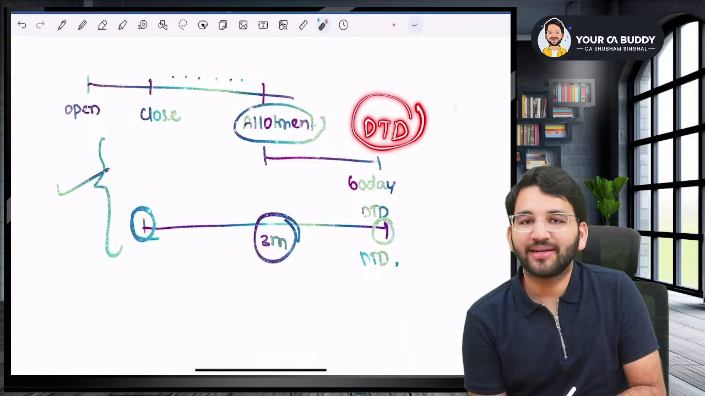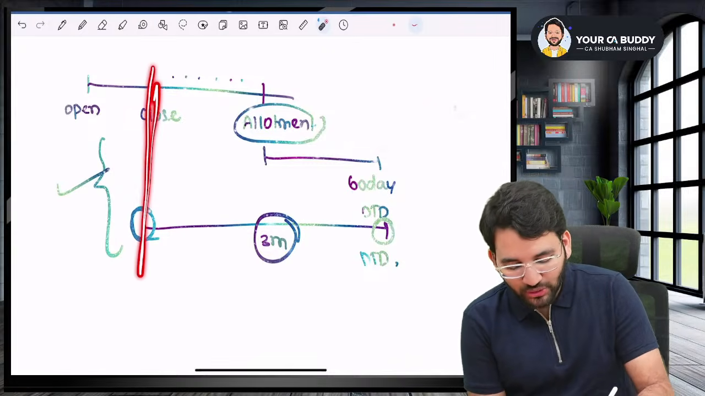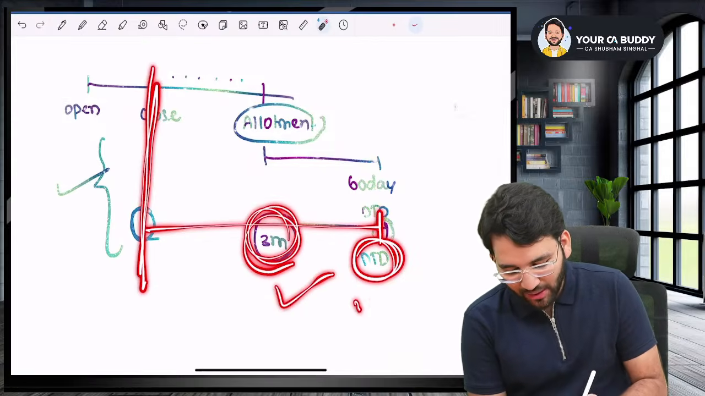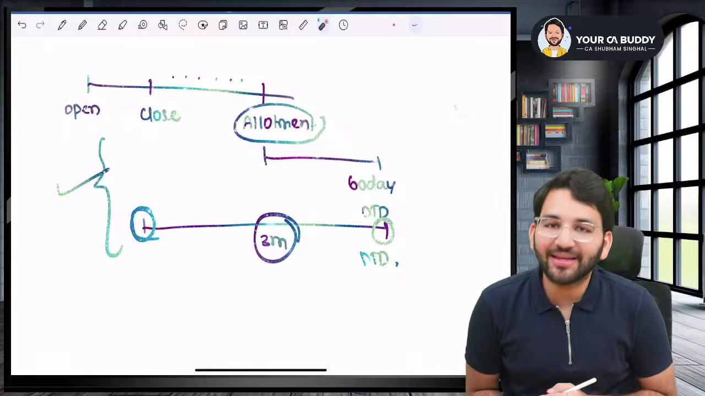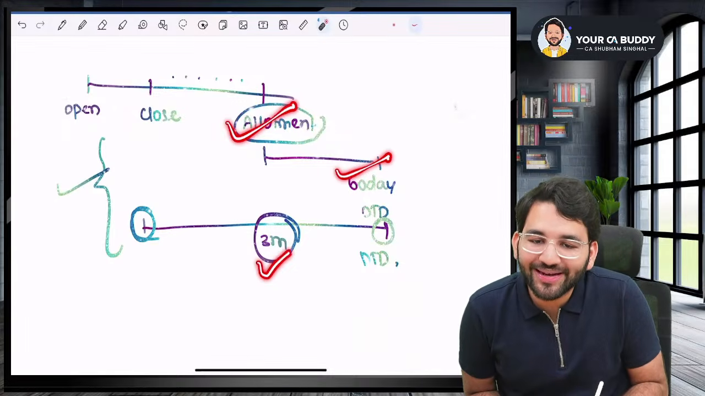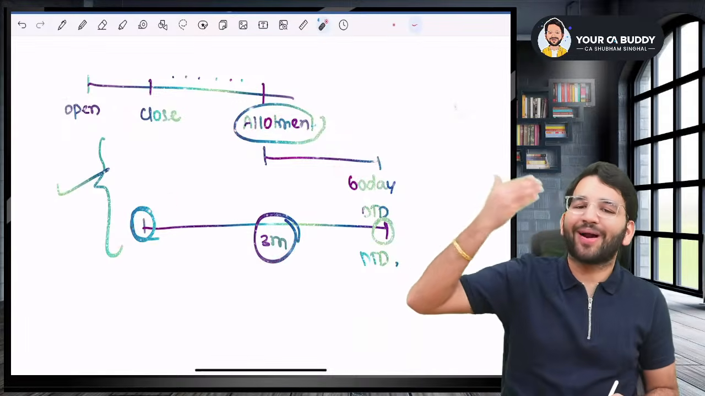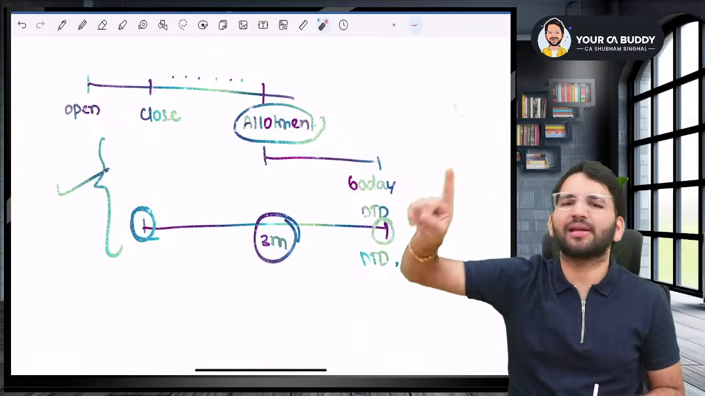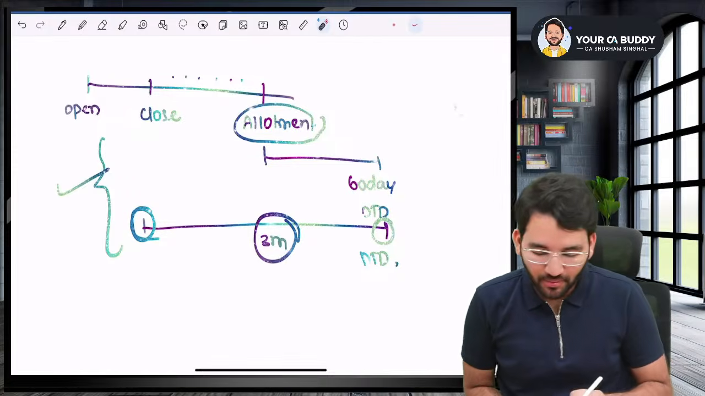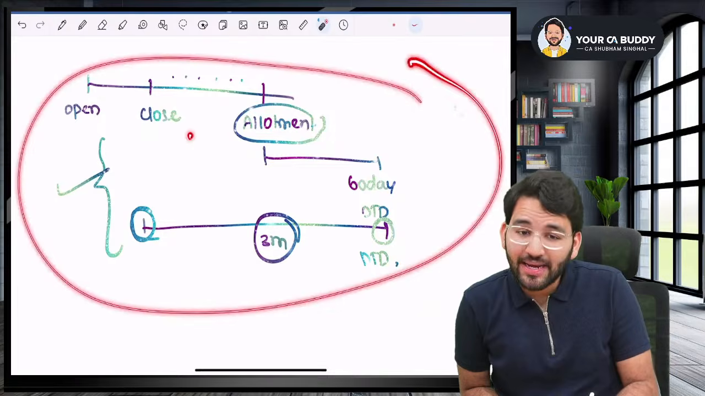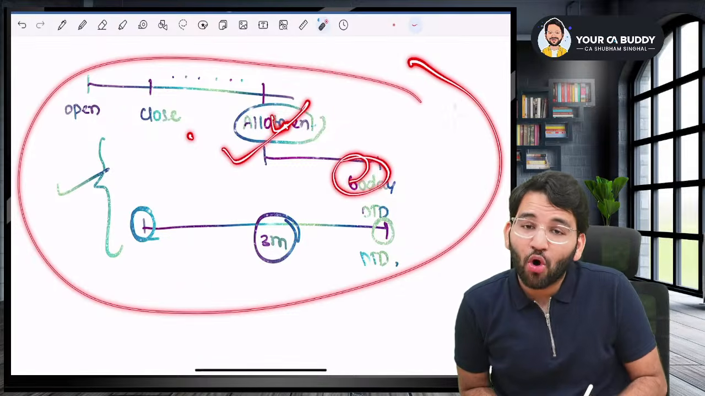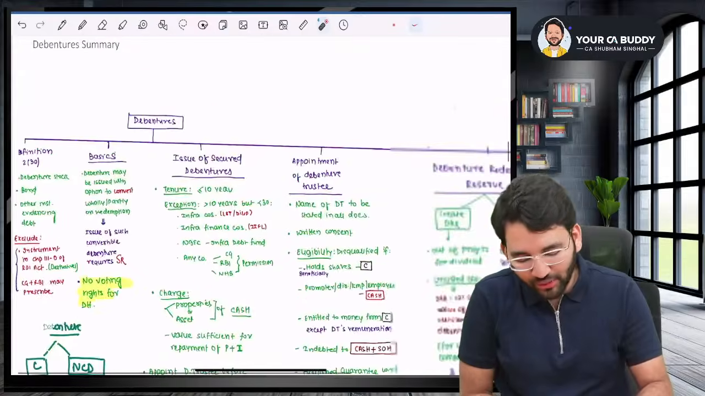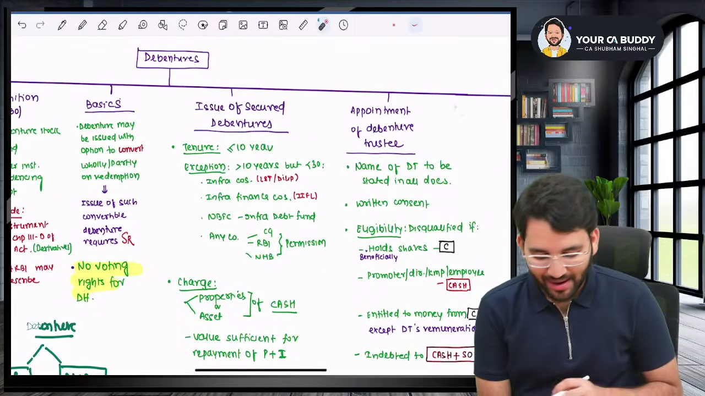There is one more time limit. When the issue closes, within 90 days, or within 3 months after closure, you can enter into the debenture trust deed. So, within 60 days of the allotment or within 3 months of the closure. Guys, try to understand, this is revision. Debenture itself takes one class in our exam oriented class. So please try to understand that either within 60 days of allotment or within 3 months from the closure of the issue, you will have to take care of these things. Are you with me? Yes, sir.